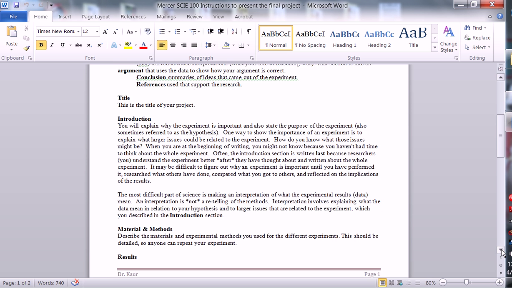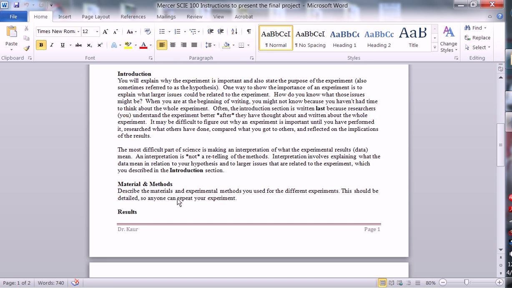Okay, next is materials and method. So I would prefer, for materials, just make one separate slide for materials, okay, and give the list of all the stuff you have used for your experiment. You have used some glasses, you have used some spoons, you have used any kind of material you have used. I would like you to make one slide only for materials. Give the list of the stuff you use for your experiment.